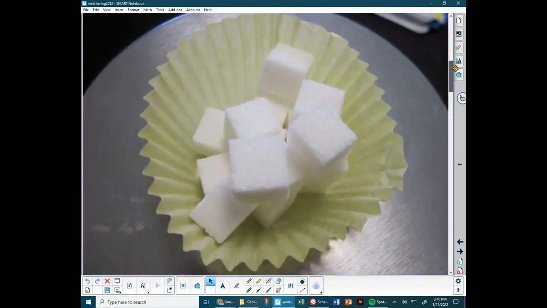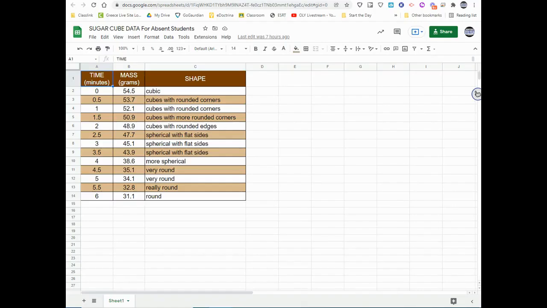Starting with a mass of sugar cubes, we're going to shake these sugar cubes in a glass jar for 30 seconds, mass them again, do it for another 30 seconds, mass them again, until we've done a total of 5 minutes. If you are absent, we've collected this data for you already.